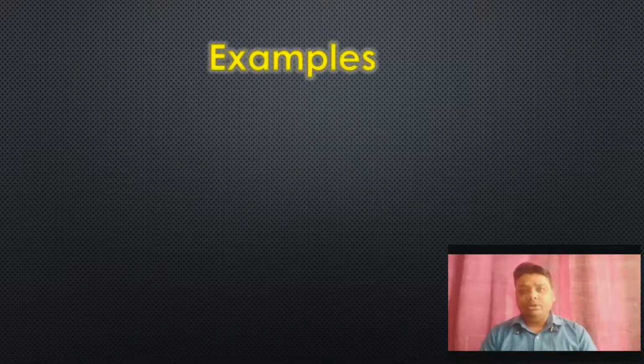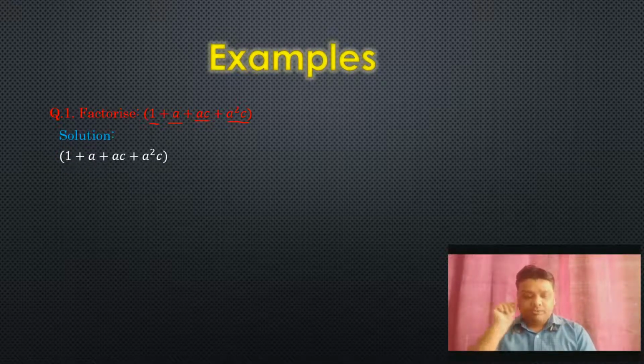Some examples, to see how to regroup by this method. Here we have to factorize 1 plus A plus AC plus A square C. There are 4 terms. The first term is 1, the second term is A, the third term is AC, and the fourth term is A square C. At first we will write the expression, then we will group it. We will group 1 plus A as two terms together, and then AC and A square C.